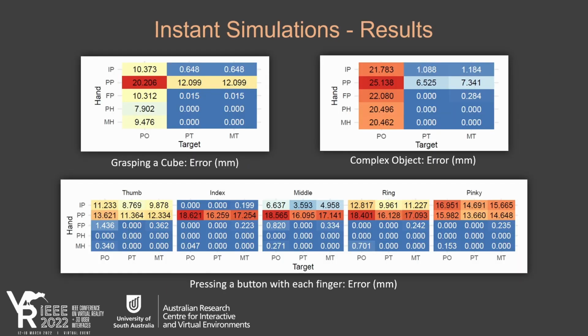Across the board, the primitive and mesh hands performed the best in these simulations, showing an error of 0 for the primitive and mesh targets in all cases. Particularly in the button pressing simulation, we see that the multi-point, primitive and mesh hands enable accurate interaction with all 5 fingers.